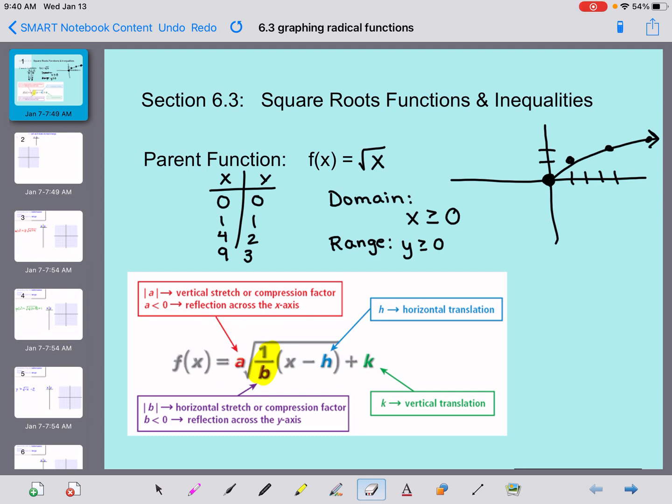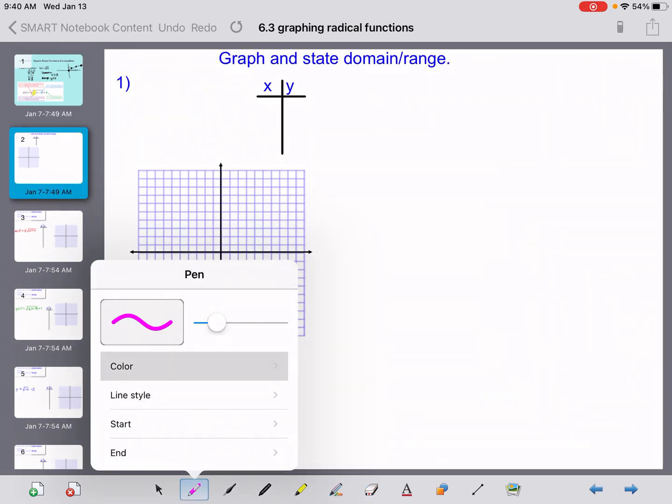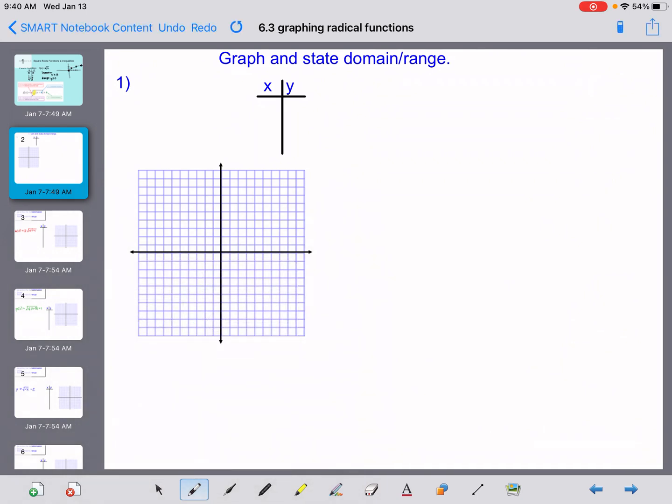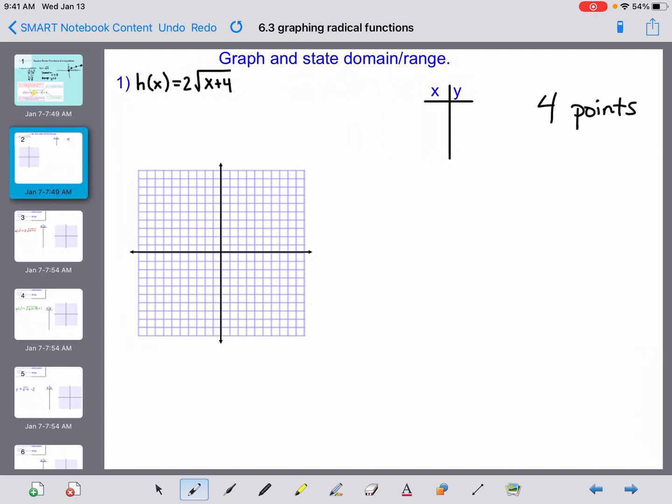Okay, so let's do some examples of graphing. So the first thing we're going to graph is h of x equals 2 square root of x plus 4. What we're going to do for each problem is graph using 4 ordered pairs. So for every question, Mrs. Inglay's rule is I want you to come up with at least 4 values in the table of values. Even if they don't fit on the graph paper, you're still going to write down 4 ordered pairs. Then you're going to fit whatever you can on your 10 by 10 graph paper.